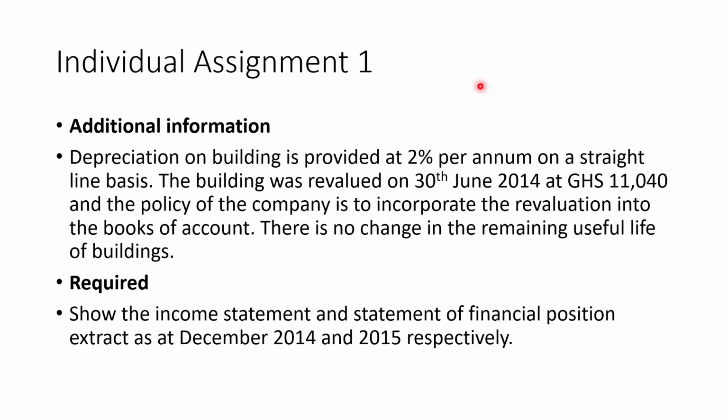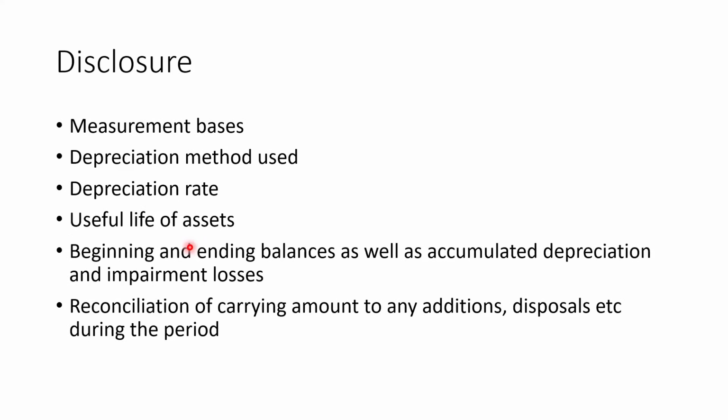Additional information. Don't worry, I'll give you the slide so you will definitely get it. There's some disclosure requirement for IAS system. What should you disclose? You have to disclose the measurement basis, the depreciation method used, the depreciation rates, the useful life, the beginning and ending balances, as well as accumulated depreciation and impairment losses on various assets. And then you also have to disclose your accounting policy.